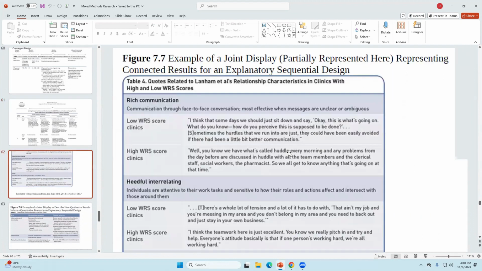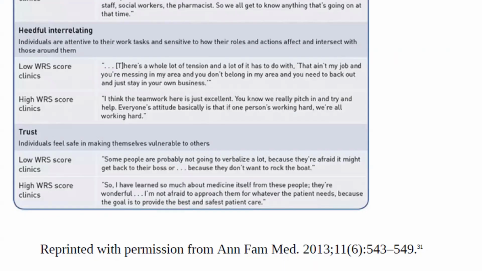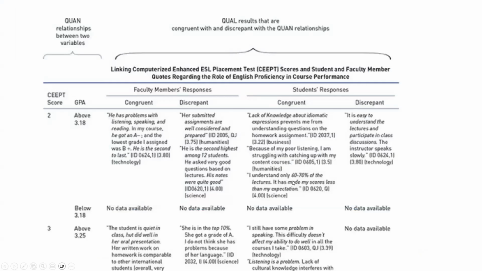So, example of a joint display table for an explanatory sequential design. For example, codes related to relationship characteristics in clinics with high and low WRF score. For example, this is the way you integrate. Okay, if I show it, it will not show fully, so I'll not show it.